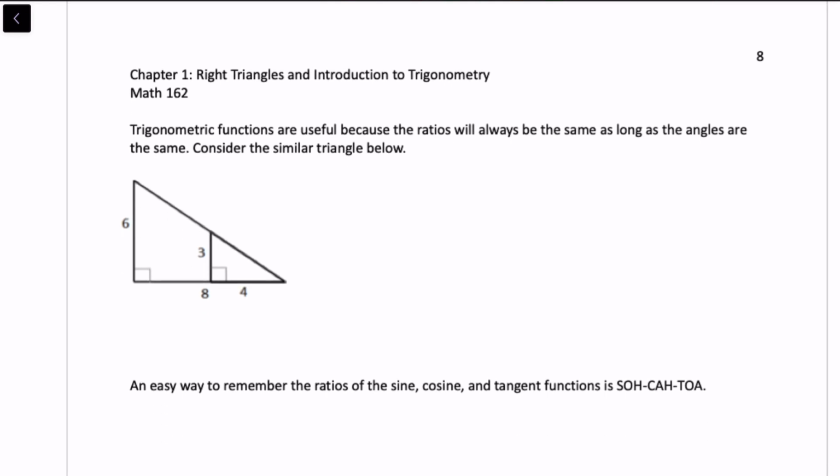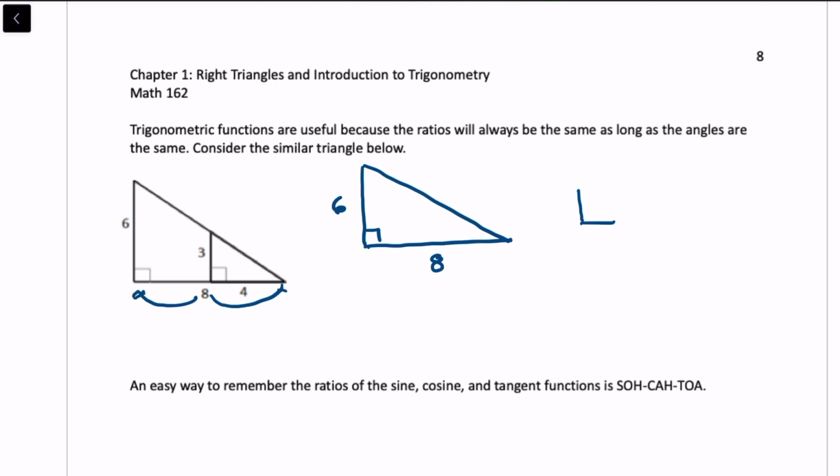Now, trigonometric functions are useful because the ratios will always be the same as long as the angles are the same. Consider the similar triangles below. When we're looking at this diagram, we can see that we have 2 triangles in this picture. We have the small triangle, and we have the large triangle. The large triangle has sides that are 8 and 6. We have a smaller triangle, and on the smaller triangle, we have 3 and 4.